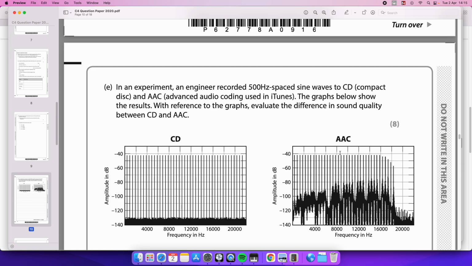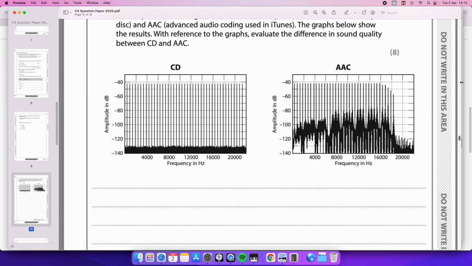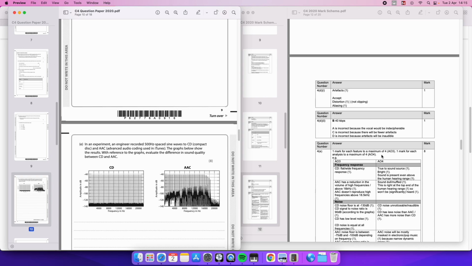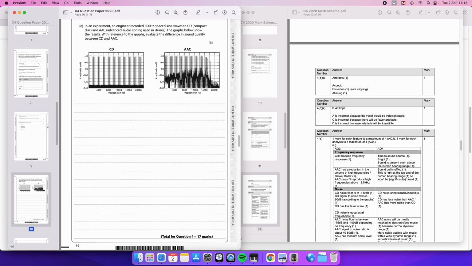So what does this tell us about the quality? You're probably starting to guess for yourself, to be honest, which is good, but let's take a look. We've got 8 marks, so assessment objective 3 and 4. So make a point and explain. CD: flat frequency response all the way through, so true to sound source. It's bright, sound is present even above the human hearing range, unlike in the AAC.